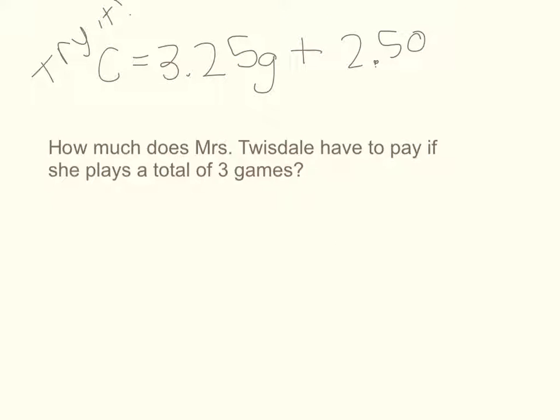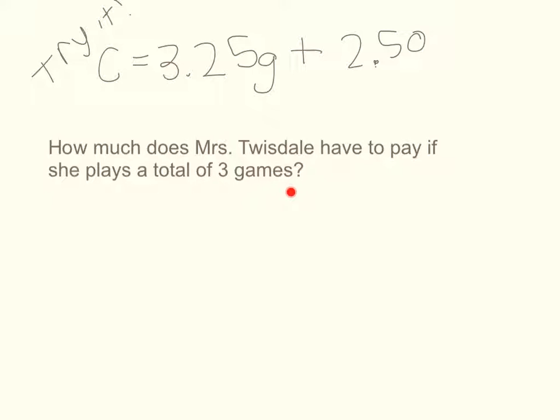Alright, so I want you to try this. Here's the equation we just came up with. The cost equals 3.25 G, which is the number of games, plus $2.50. How much does Mrs. Twisdale pay if she plays a total of 3 games? Go ahead and pause the video. Try this on your own.